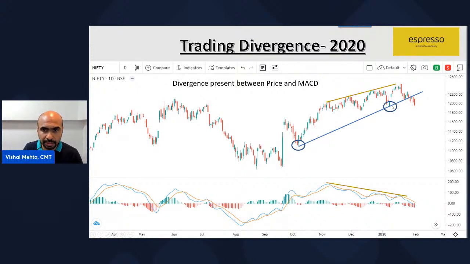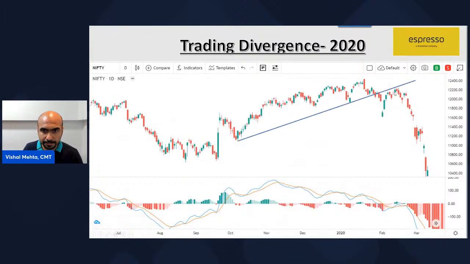I will connect the two swing lows. And once there is a close below this trend line, which was in this case here, 12,000, where should I put my stop loss? Just above the swing high. It closed below this. It hardly went up, but did not trigger my stop loss, and came down.